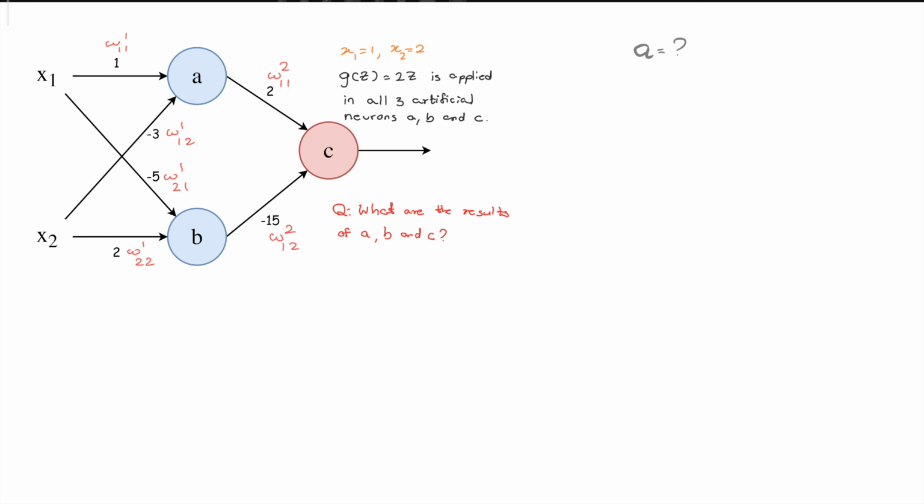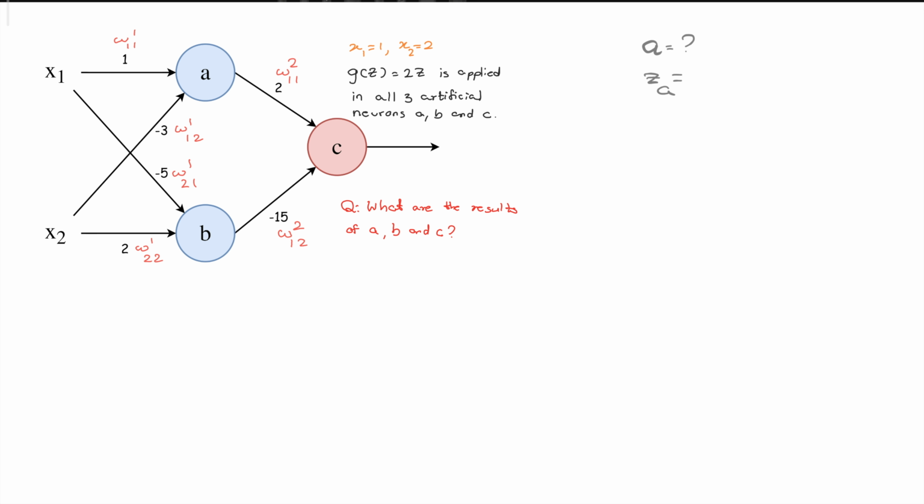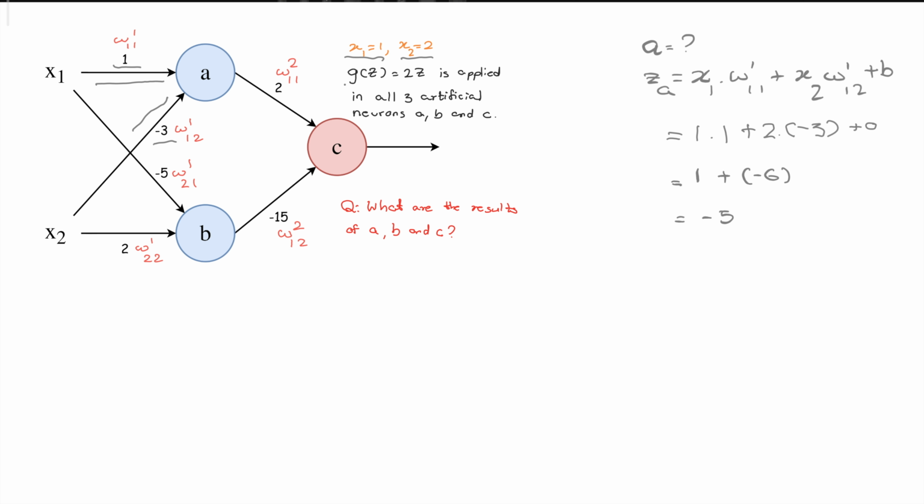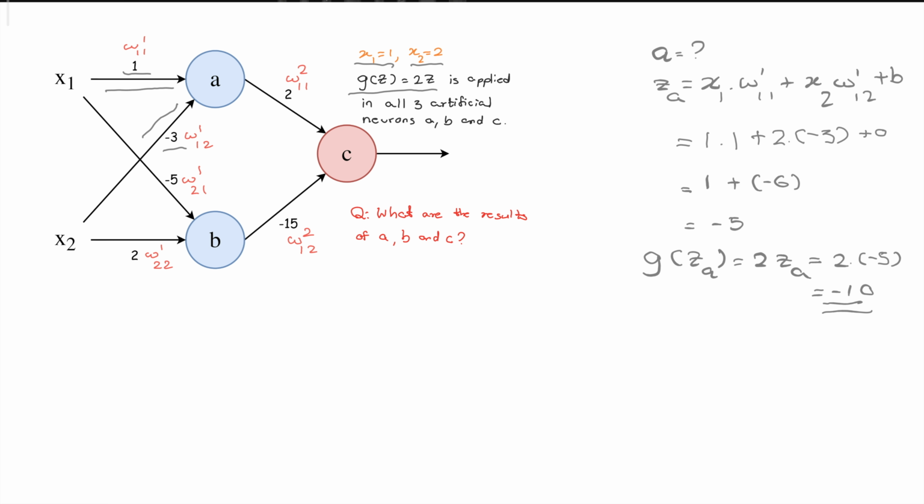Let's start by calculating the value of neuron A. Because there are two inputs, x1 and x2, going to the neuron A, we are going to calculate the value of z using the same formula as in the previous example. And what if we have three inputs or more than two inputs? I will leave this to you to think about it yourself. Since we have the value of z, now let's apply the activation function to this value. And here we get the result of neuron A.